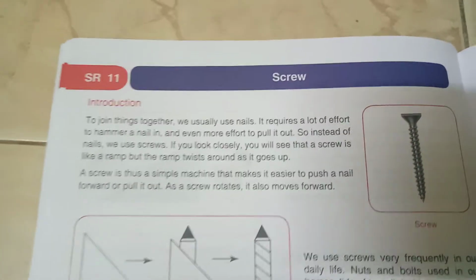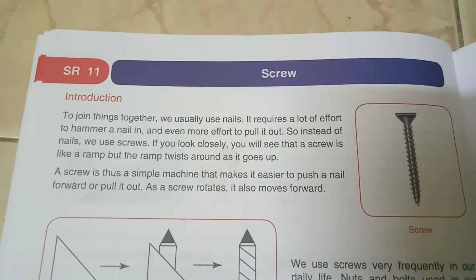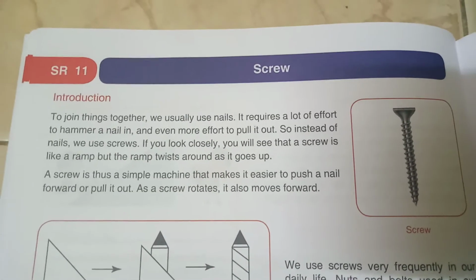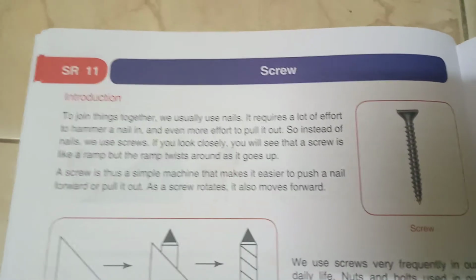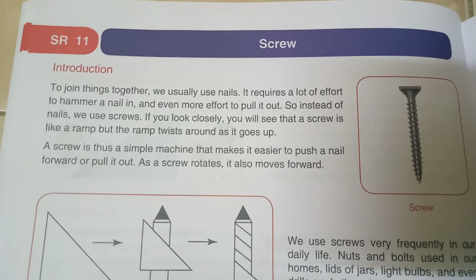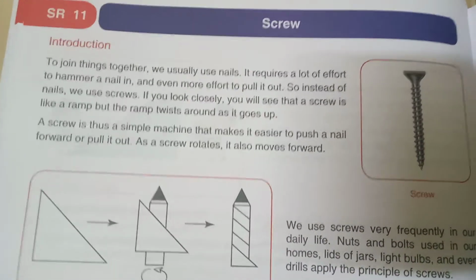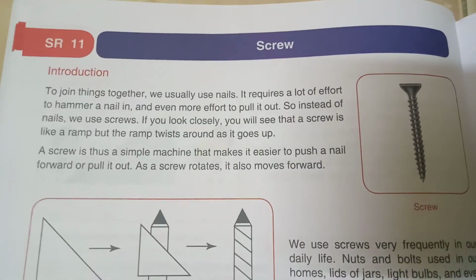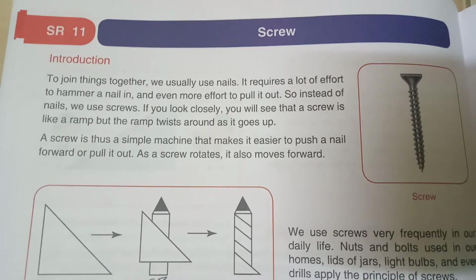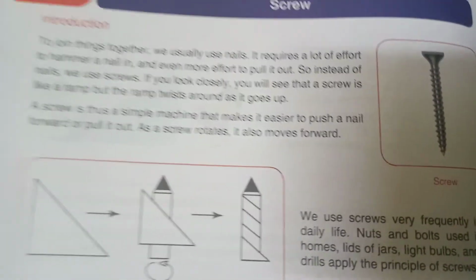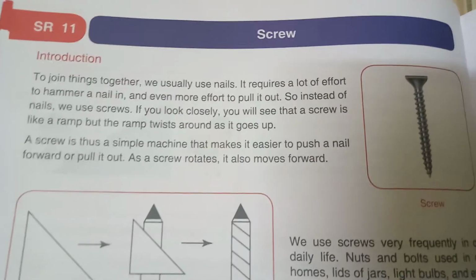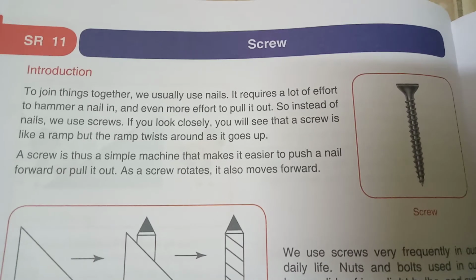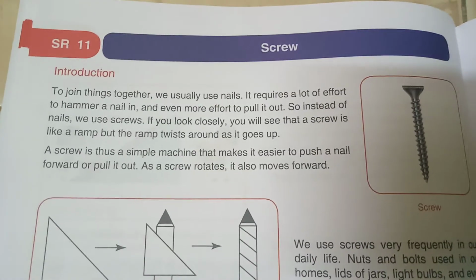So to join things together, two things are there. What do we use? Nails. It requires a lot of effort to hammer a nail in and even more effort to pull it out. So instead of nails, we use screws. If you look closely, you can see that a screw is like a ramp. The ramp twists around and it goes up. You can see that, no?